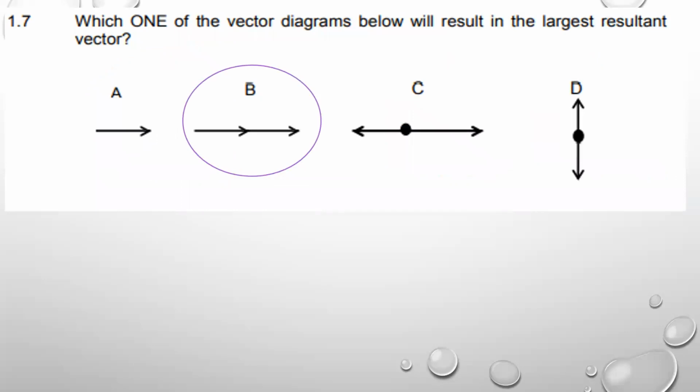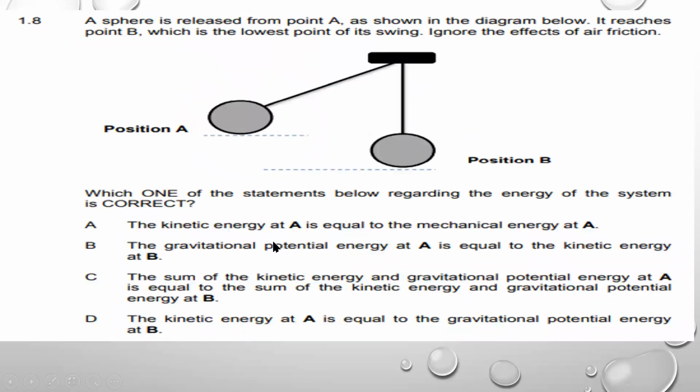Anyway, which vector diagrams below will result largest resultant vector? So let's check our options. As you see, C and D opposite direction, two forces opposite direction, of course, getting less resultant force. And this is only one single force, but B has two forces together, but same direction. If they have same direction, we are adding them to get total resultant force. Next question.